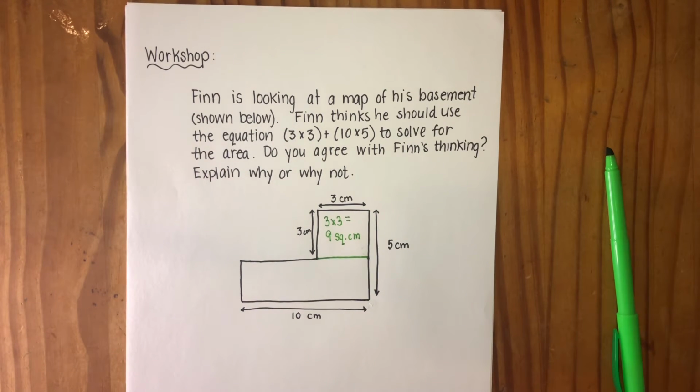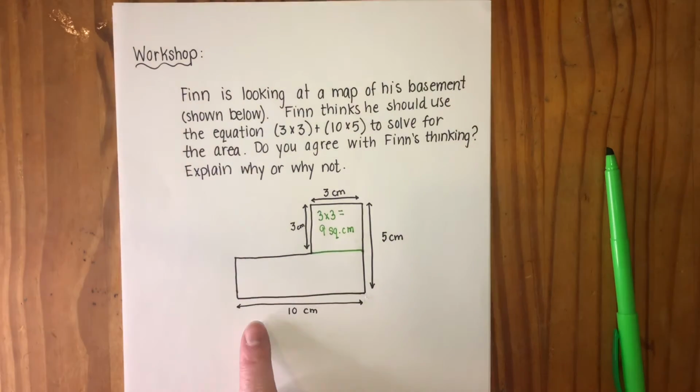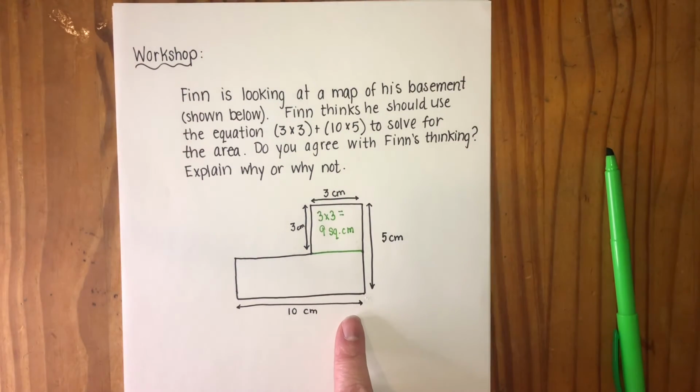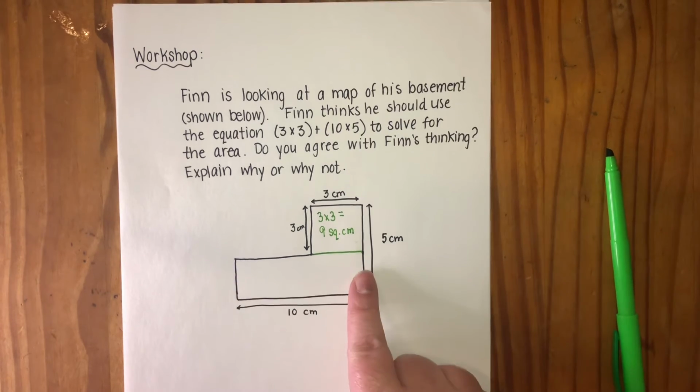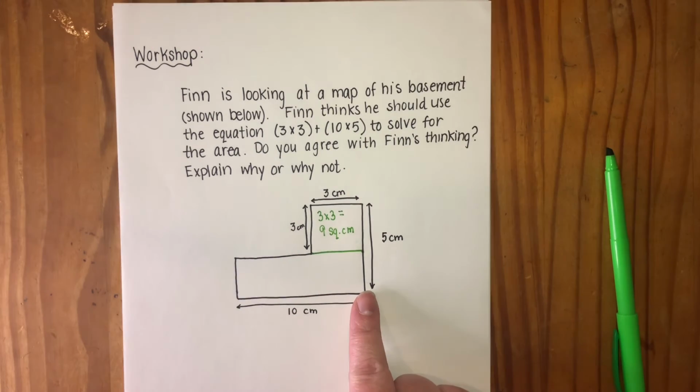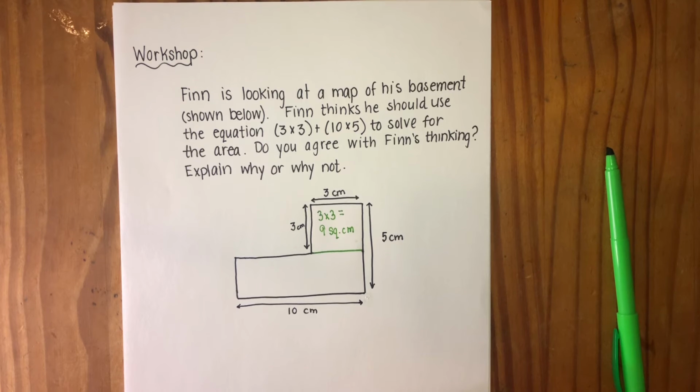What do you have to do next? Say it out loud. Yes, we know the length of the bottom rectangle is 10 centimeters, but we don't know the width. We need to find the width of this rectangle. How can we do that? Say it out loud.